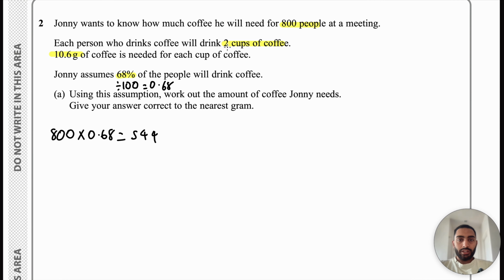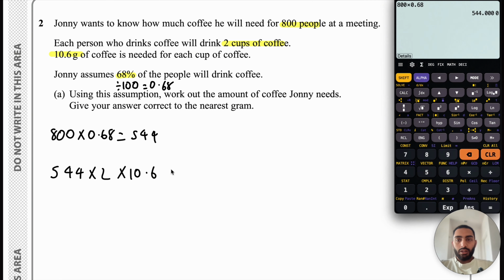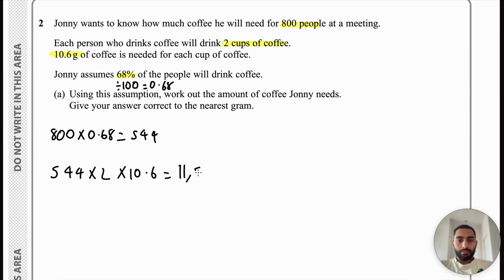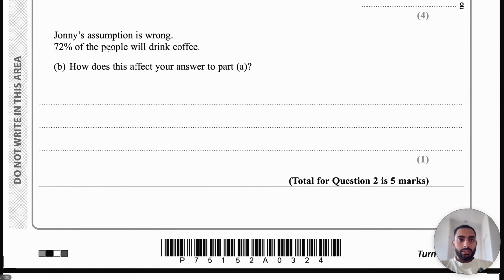Each person is going to be drinking 2 cups of coffee, so we're going to have to multiply that number by 2, because they're all drinking 2, and 10.6 grams is going to be needed for each cup, so we're multiplying that by 10.6 as well. So we're doing 544 times by 2 times by 10.6, which is 11532.8. We want to give our answer to the nearest gram, so we're going to look after our decimal point. This 8 is telling us how we need to be rounding this number. Because it's 5 and above, we're going to give this one a shove up to 533, so it'd be 11,533 grams.